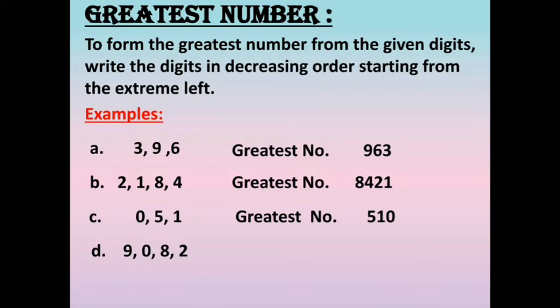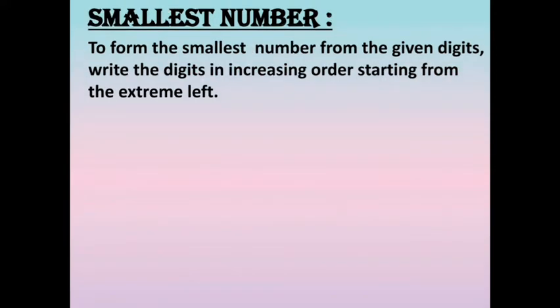And a number with 4 digits: 9, 0, 8 and 2. So the big digit is 9, then 8, then 2, then the last one will be 0. So what is the greatest number? 9820.